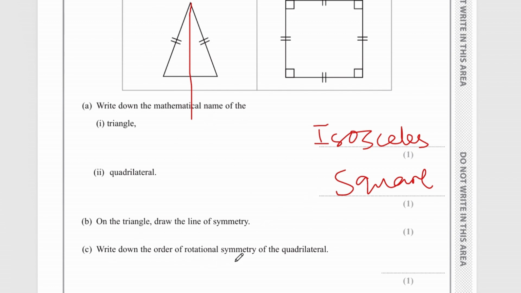Then write the order of rotational symmetry of the quadrilateral. When they say rotational symmetry, they mean when you turn it around, can it still be cut into equal parts? For a square, you turn it this way, yes. You turn it again, yes, and yes. So the order of rotational symmetry is 4.